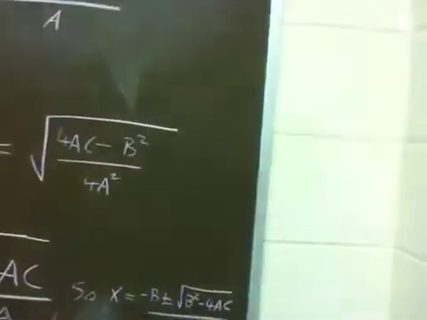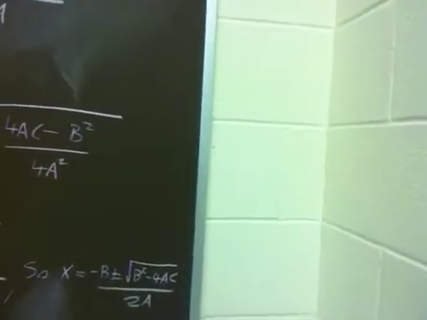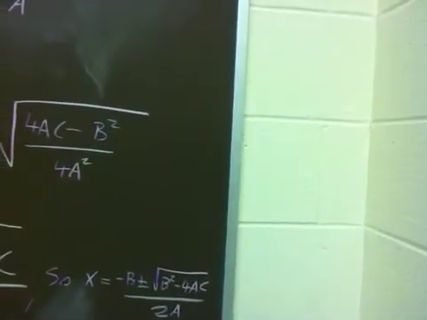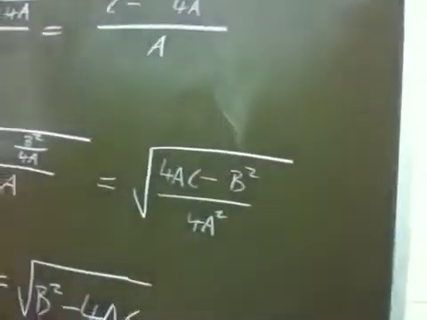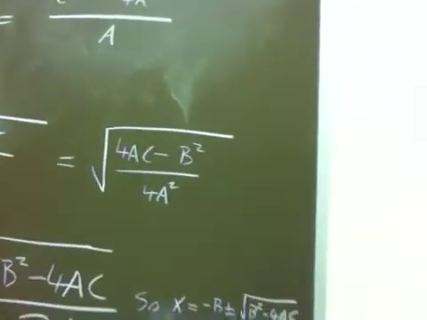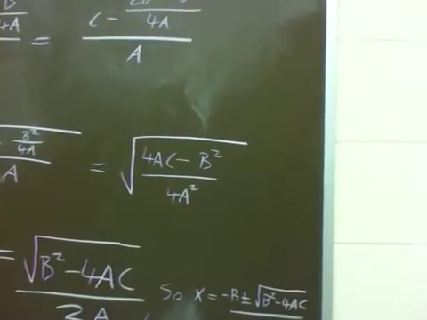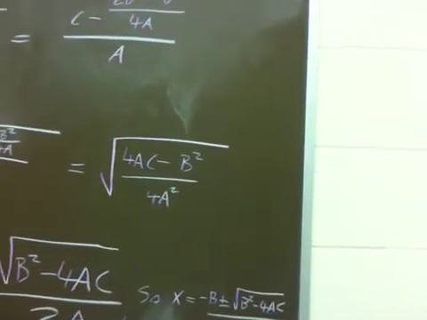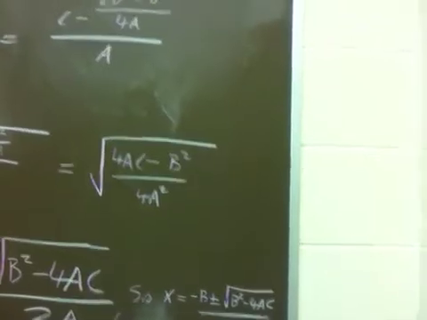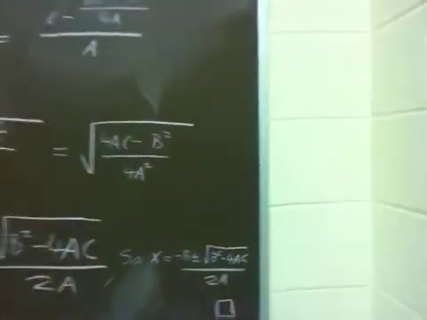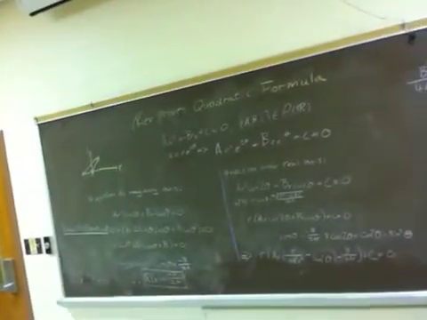So x is negative b plus or minus the square root of b squared minus 4ac over 2a. Plus or minus is automatic for this situation because square roots have two solutions. One is the conjugate of the other, and so that's why there's a plus or minus there. And that is how you prove the quadratic formula.